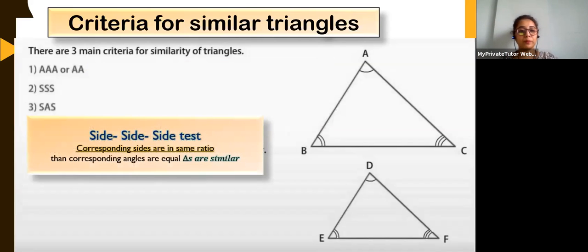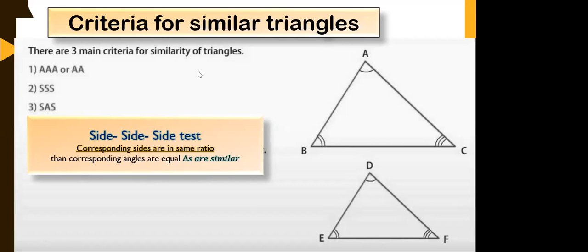Let's look at the next one. Side test. Now what is this? Sides: if the sides are in the same ratio, the angles will be equal. Like in the previous one, the angles were equal, then the sides were in ratio. Now here it is opposite. If the sides are in the same ratio, the angles will be equal. Then the triangles are said to be similar triangles.